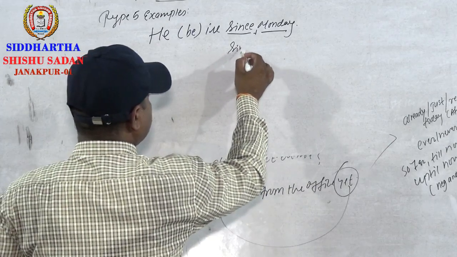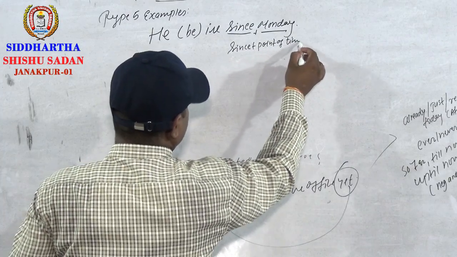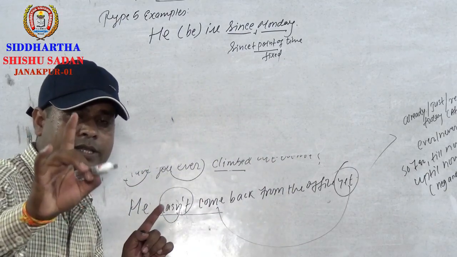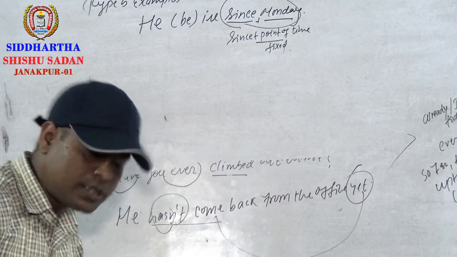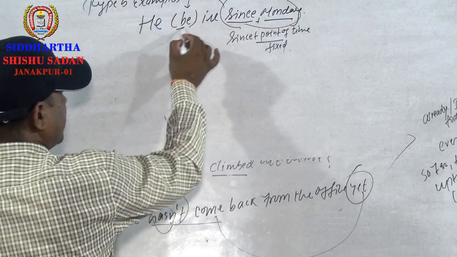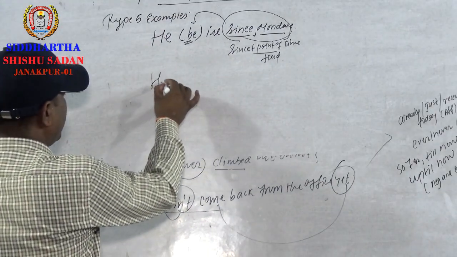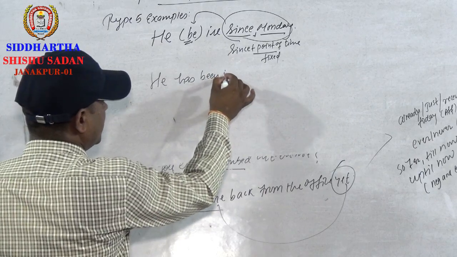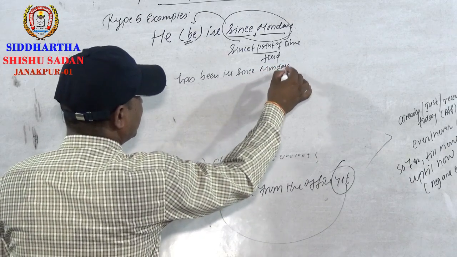If we have, dear students, since plus point of time, point meaning fixed here. Remember here, please have concentration. If we have since plus point of time in a sentence with the be verb in the bracket, then we definitely use present perfect tense. So what's the answer here? He has, the V3 of be is been: he has been ill since Monday. Yes, this is the answer here.